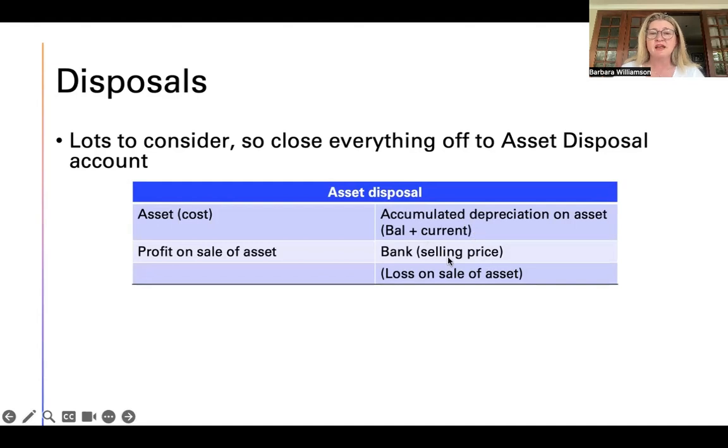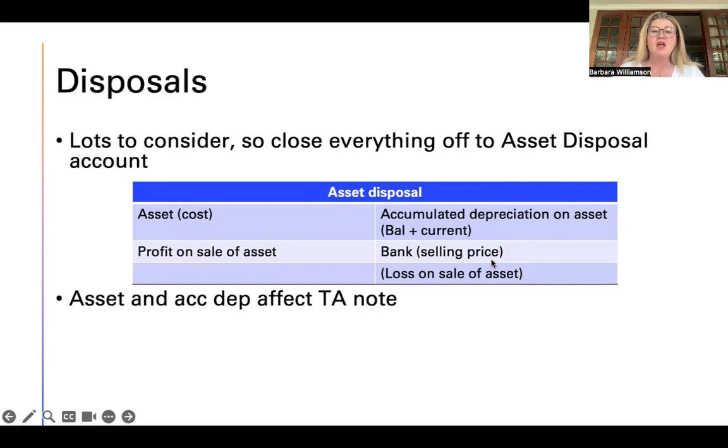You then pop in your selling price, and you can work out either that you would have a profit if the entries on the credit side are larger, because obviously it means your bank was bigger than it needed to be, or it would be a loss if your cost is larger than the accumulated depreciation and bank.